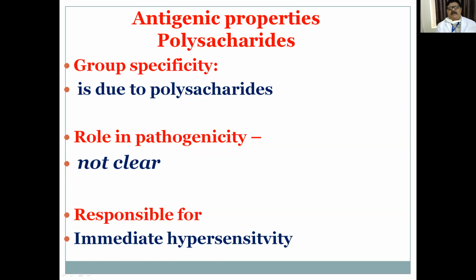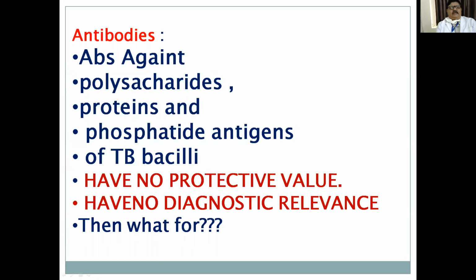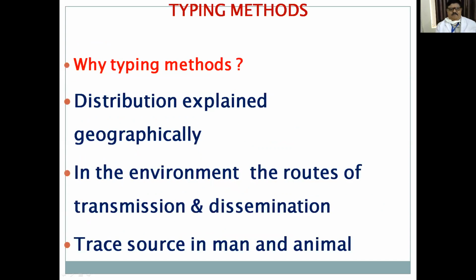And polysaccharides are responsible for immediate hypersensitivity. And then antibodies, as I was telling you, the antigenic fragments can produce antibodies against polysaccharides, against proteins, and against the phosphatide antigens of TB bacilli, but they have no protective value. And they have no diagnostic relevance also. Then what for? Enough if you know that they are antigenic. Okay? Would have been much happier had they been protective.